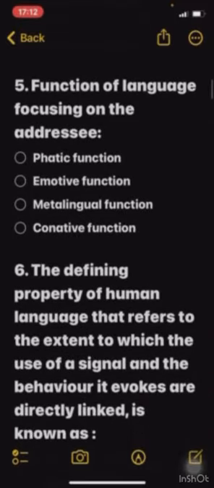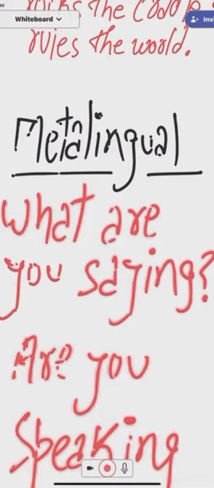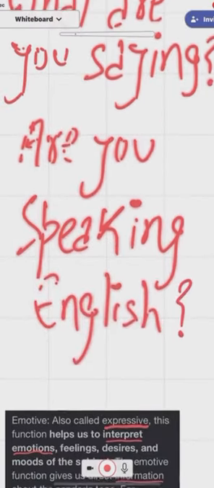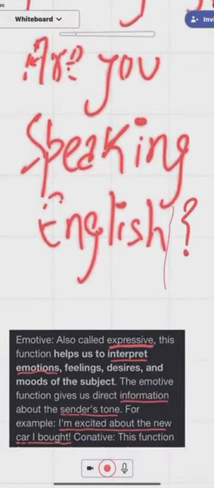Functions of language focusing on the addressee. So the metalingual function basically talks about language itself. As an example: What are you saying? Are you speaking English? That is the metalingual function of language.